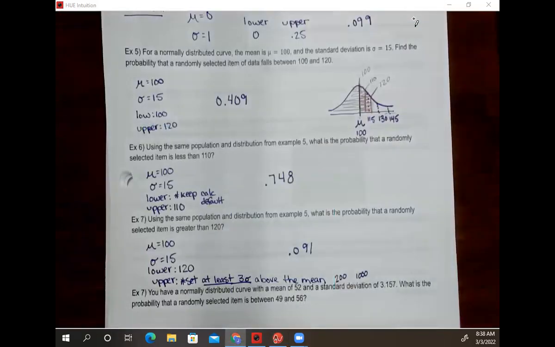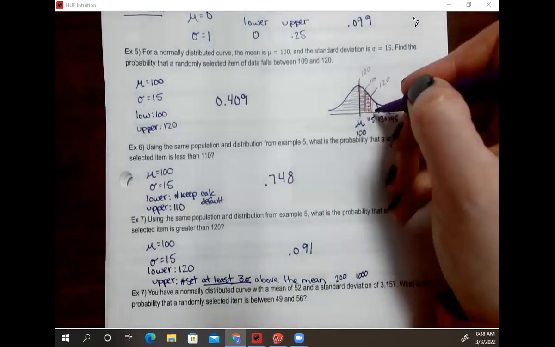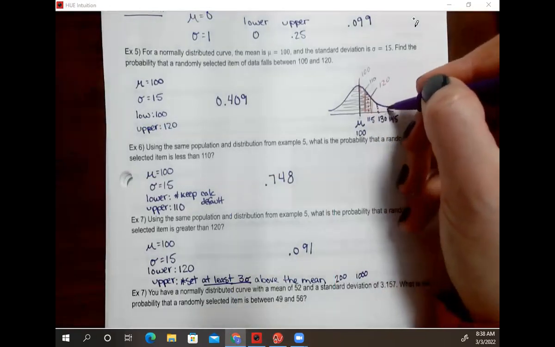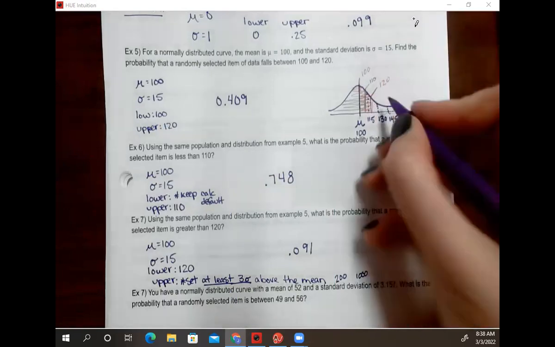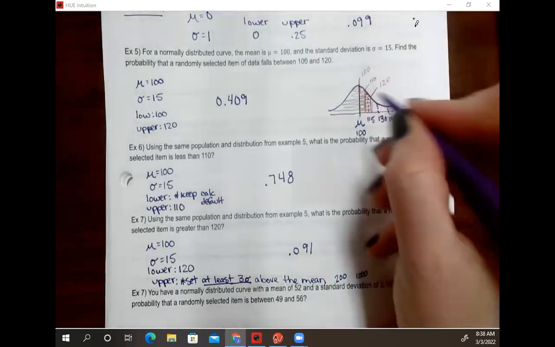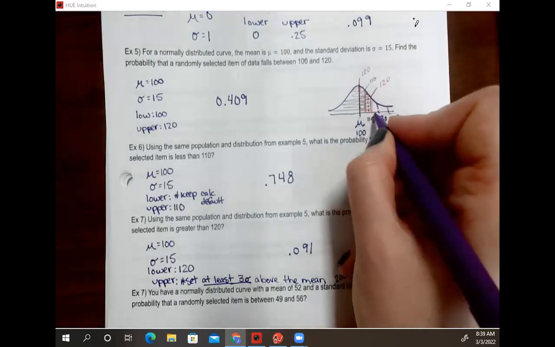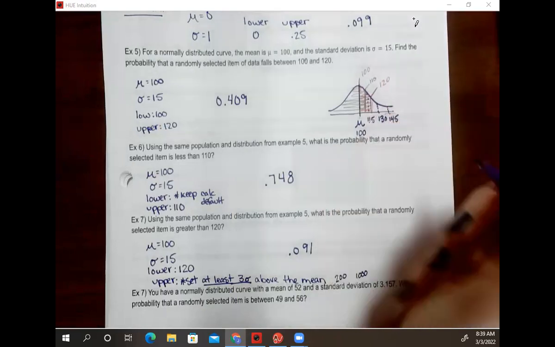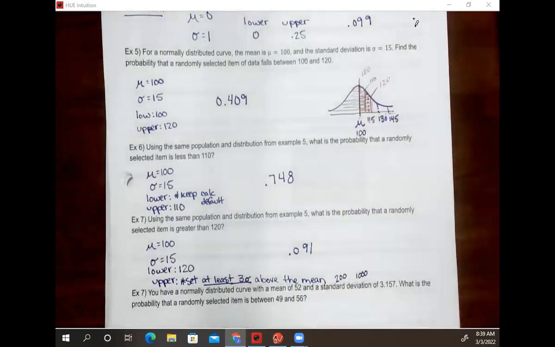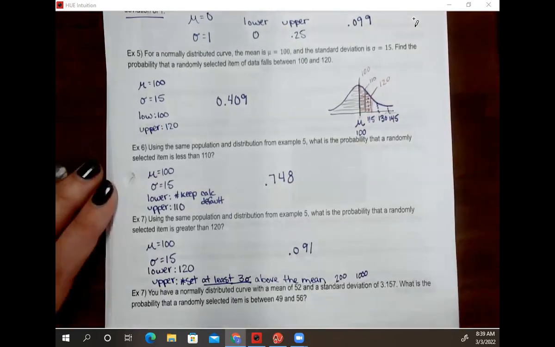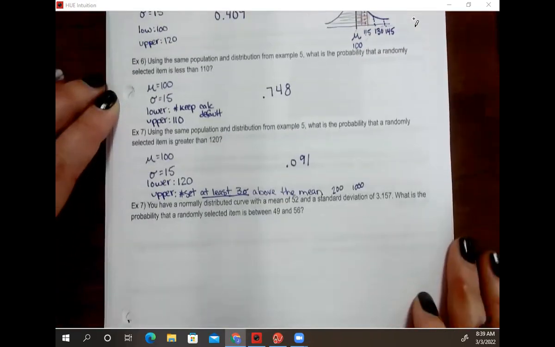And again, if I look at my data, bigger than 120, here's 120, I'm looking at bigger than here, okay? This chunk is 2.5. This whole chunk is 13.5, but I don't get the whole chunk between 115 and 130. I just get this part of it. Okay, one last example for today.